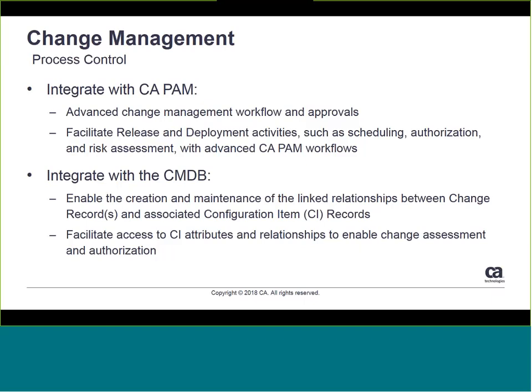Integration with the CMDB, as I've mentioned, enables the creation and maintenance of linked relationships between change records and associated CI records. When we're talking about incident management, it's a one-to-one relationship. With the change records, it's a list, so you can actually add more than one CI to your change record. It also facilitates access to CI attributes and relationships to enable this change assessment and authorization, and that's all done through the change record. Down at the tabs at the bottom, if you scroll through them, you can see things like impact analysis to make sure there's not more than one change scheduled for the same time on a CI.